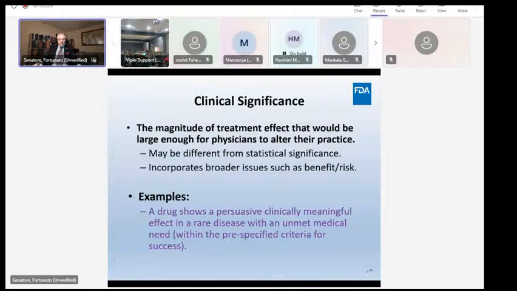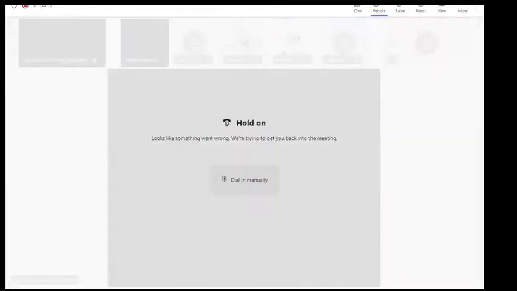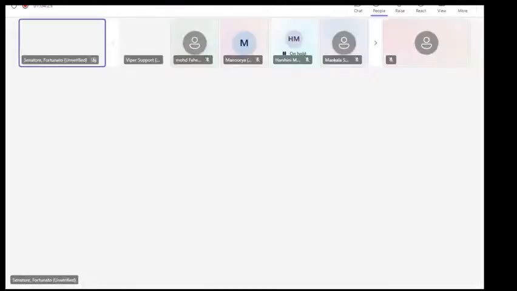An example here is a drug shows a persuasively clinically meaningful effect in a rare disease with an unmet medical need within the pre-specified criteria for success. That pre-specified criteria points being included in the label.